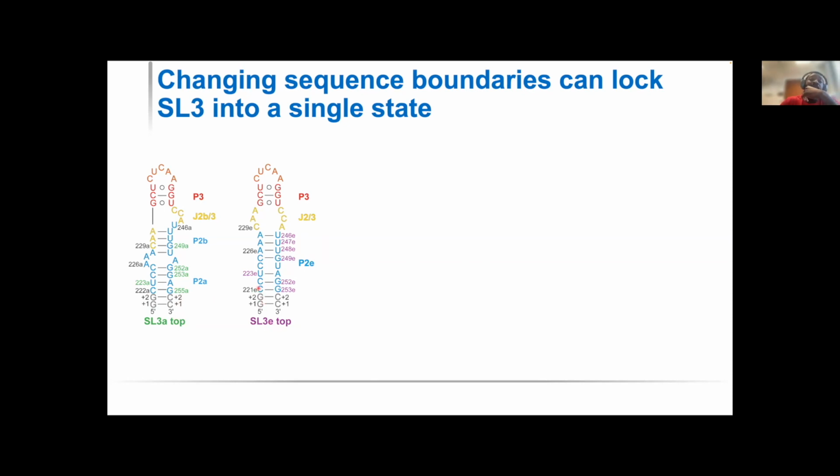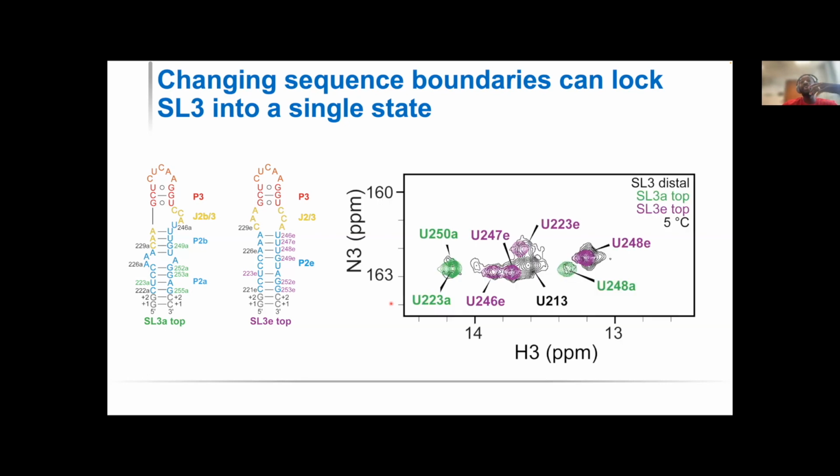Additionally, if we change the sequence boundary, so if we go from 221 to just 253, we observe that we can stabilize the E state. And I have NMR data for this here, and this clearly depicts this. So when we overlaid the two structures on the distal construct, we observe that it perfectly overlays with the stem loop 3 distal. Stem loop 3 distal being the stem loop 3 cell, and then the green is the A, and then the purple is the E.